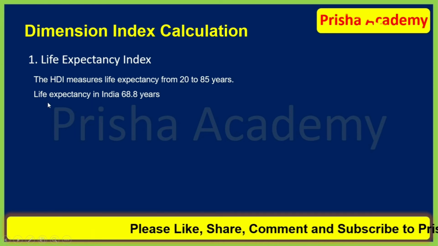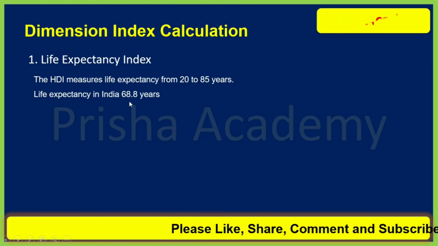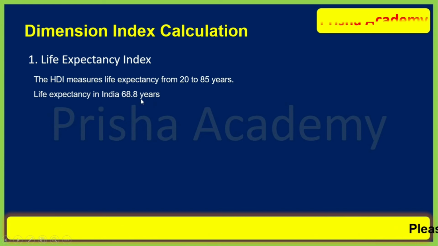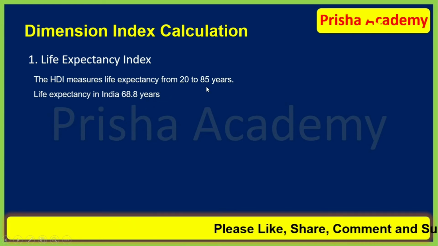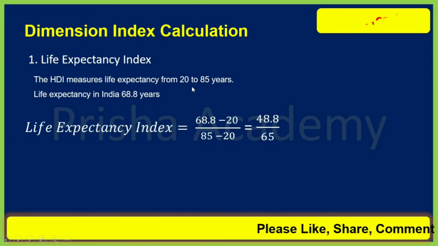And in India, we saw that the life expectancy in India was 68.8 years in 2017. So this figure we have been given, and this is the measurement of the UNDP. So how will we calculate it?